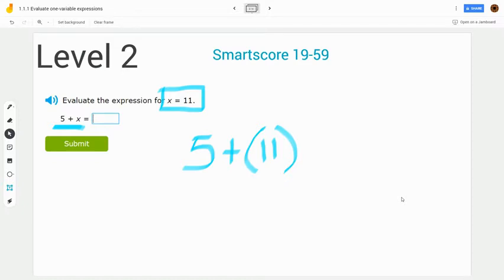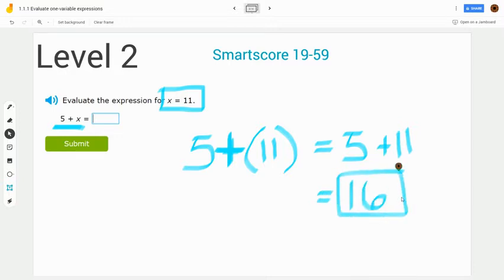So now we can calculate it. In this case, we don't really need the parentheses, and hopefully there's no question about what operation we're doing because we see the plus sign. If you want to get rid of the parentheses, that's fine. You could write it as 5 plus 11, and 5 plus 11 is equal to 16. So in this case, 16 would be my final answer that I would submit.